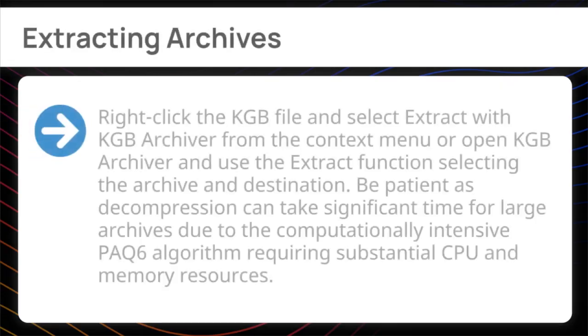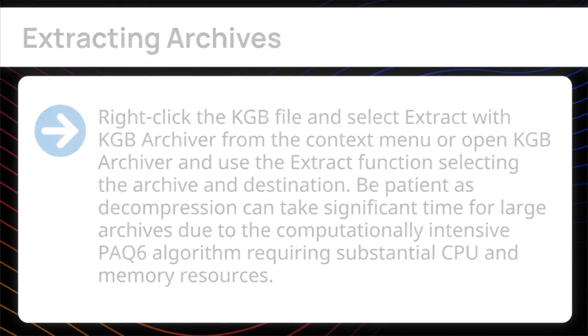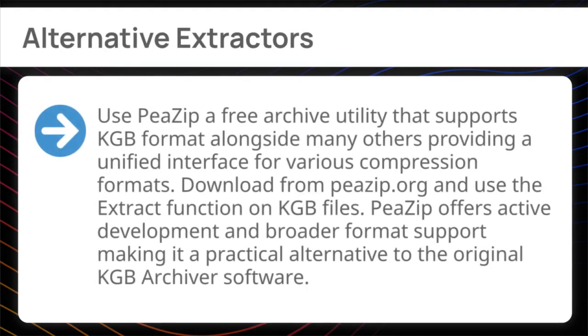Next, extracting archives. Right-click the KGB file and select Extract with KGB Archiver from the context menu or open KGB Archiver, and use the extract function selecting the archive and destination. Be patient as decompression can take significant time for large archives due to the computationally intensive PAQ6 algorithm requiring substantial CPU and memory resources.